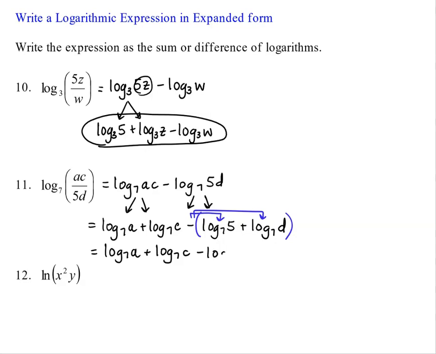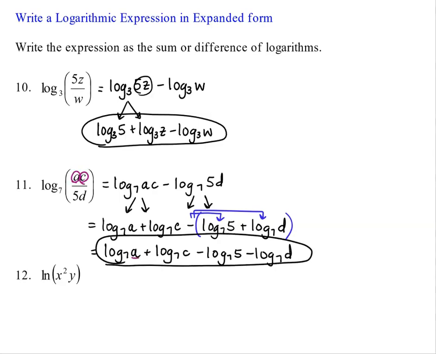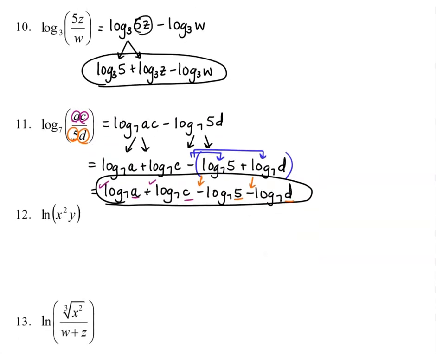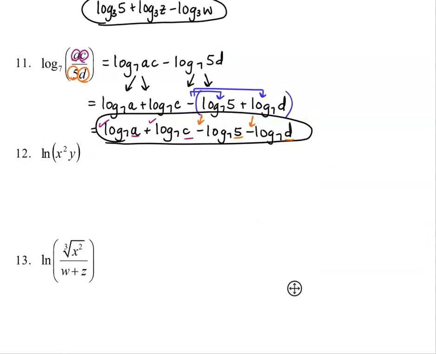So in our final answer, we should ensure that all of the factors that came from the numerator, like the a and the c, are inside of logarithms that are positive in front. And the factors that came from the denominator, like the 5 and the d, are inside of logarithms that are negative. So for example, in number 12, the inside of this logarithm does not have a denominator, and so I'm not expecting any of my logarithms to be negative once I expand them.